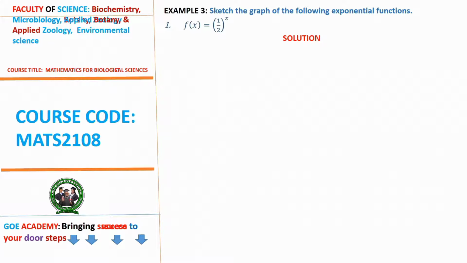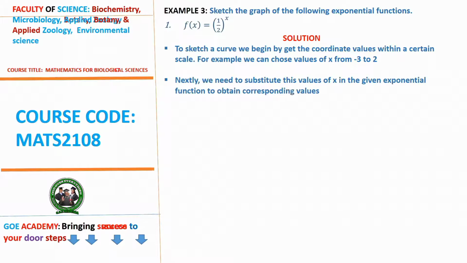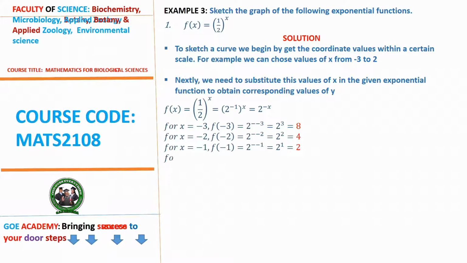Imagine we have to sketch the function f of x equals 1/2 raised to the power x. You need to realize that this function is the same as 2 raised to the power -x, right? So we follow the same approach. Observe that this example has already been solved in the previous slide. It is the same example. A half raised to the power x is the same as 2 raised to the power -x from our laws of indices and logarithms. So it is the same exercise that has been done previously.